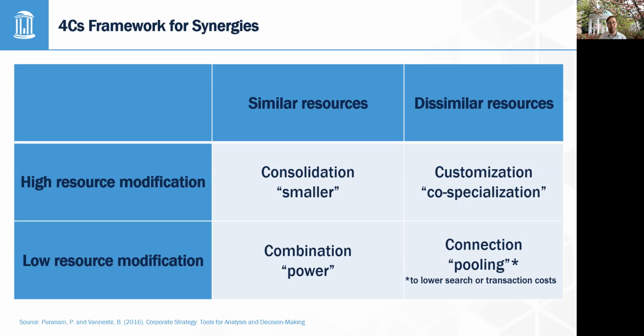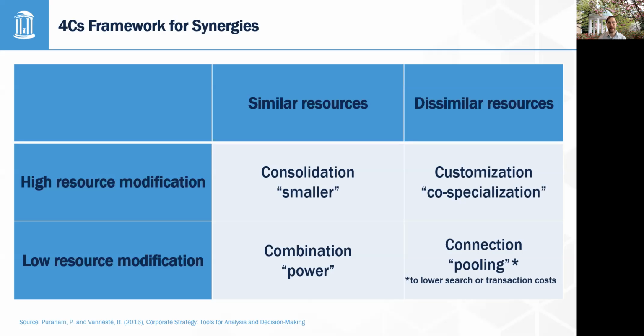The 4 C's synergy framework is based on 2 questions. The first is, with the synergy you're trying to create, are you working with similar resources or dissimilar resources? A common mistake in thinking about that question is thinking about the resources of the business units in aggregate and whether or not they're similar, as opposed to thinking about the synergy that you're trying to create and whether or not the resources there are similar. So you might have 2 very similar businesses that are creating value with dissimilar resources, or you might have 2 dissimilar businesses that are creating value through similar resources.